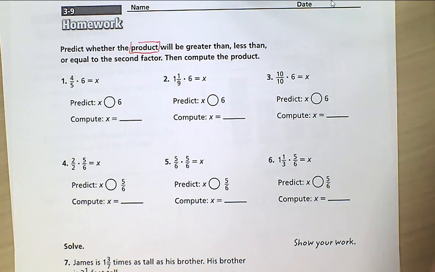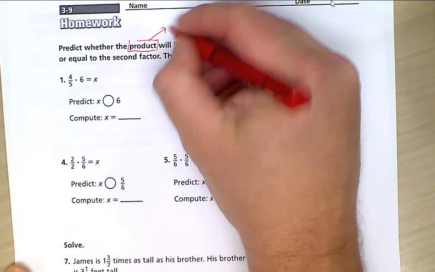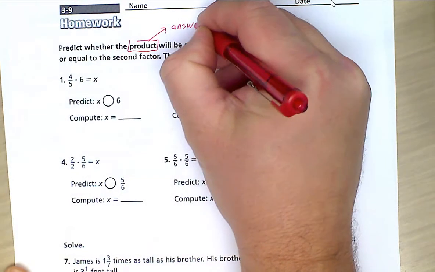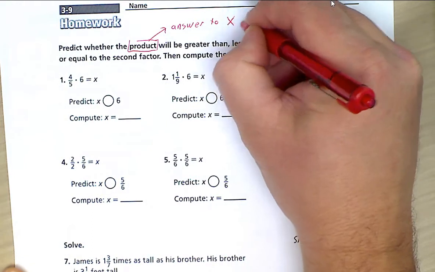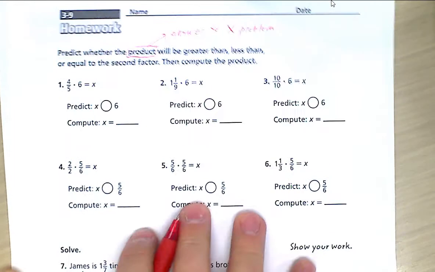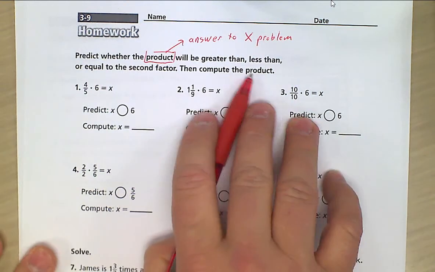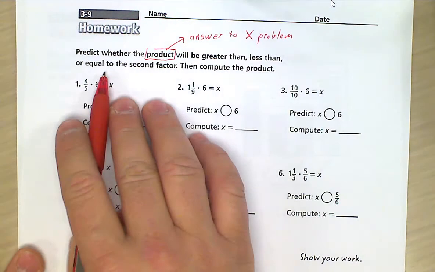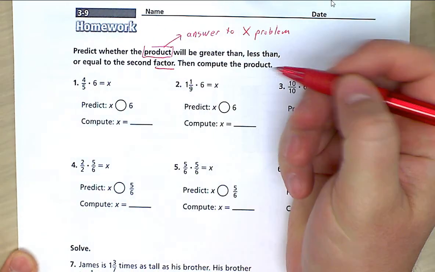So basically, the product, when it says the word product, that's the answer to a multiplication problem. Okay? You might want to write that in, the answer. And then on the next line it says, see if it will be greater than, less than, or equal to the second factor. What is a factor then?